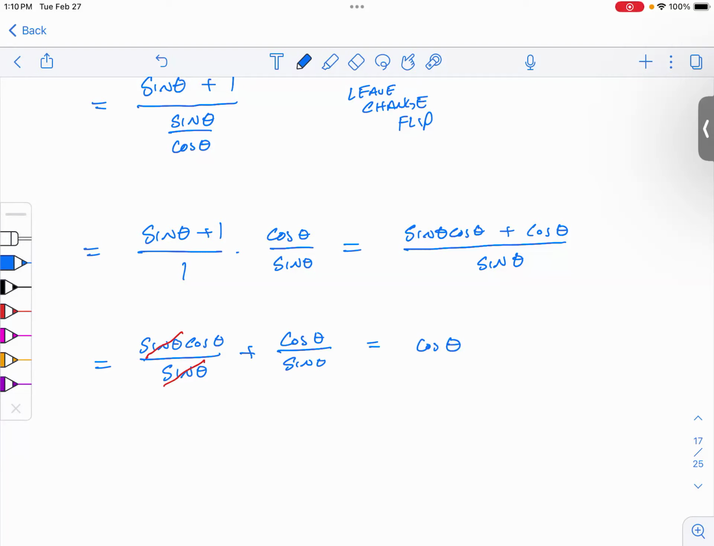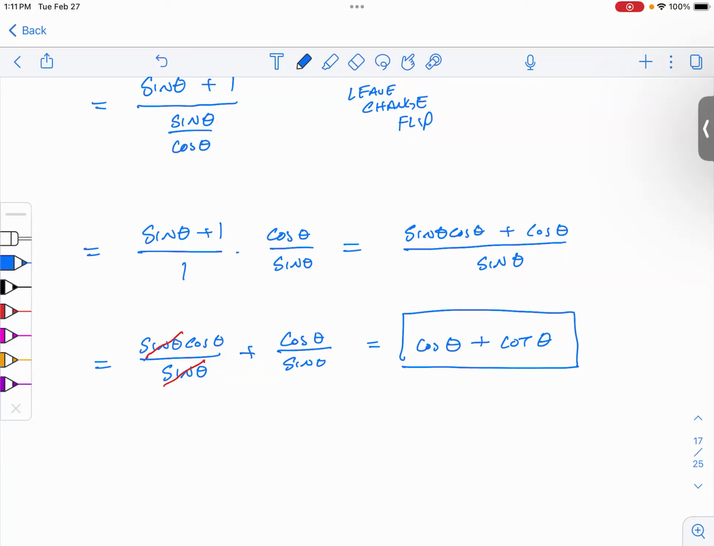And then I could leave this as plus cosine over sine, but whenever possible, reduce it down to a single trig function. What is cosine divided by sine? Cotangent. So instead of leaving something as division, you want to get things to the simplest algebraic operation there is.